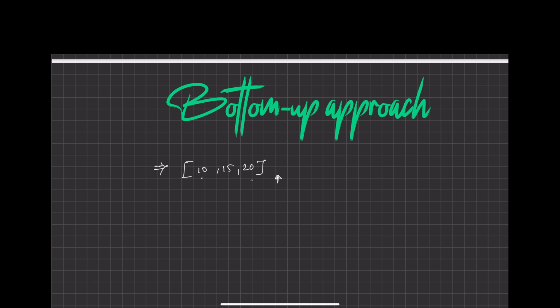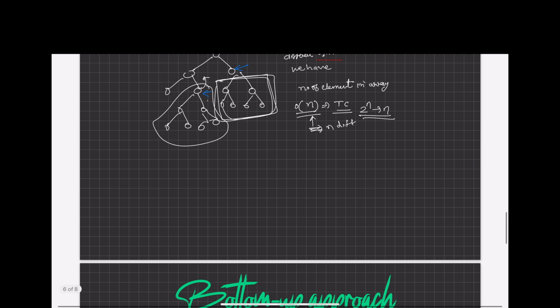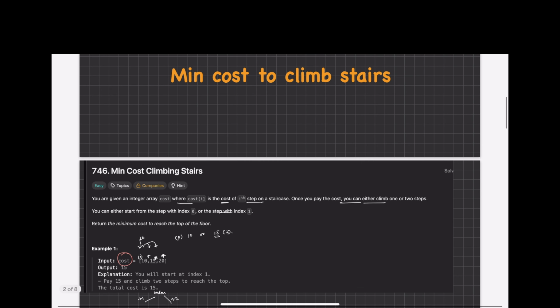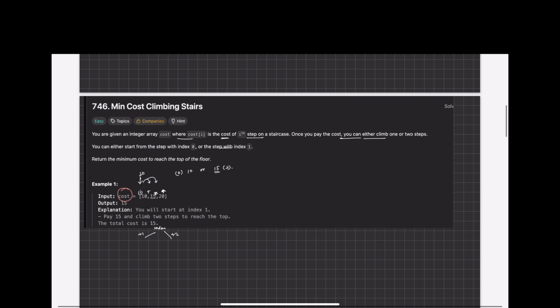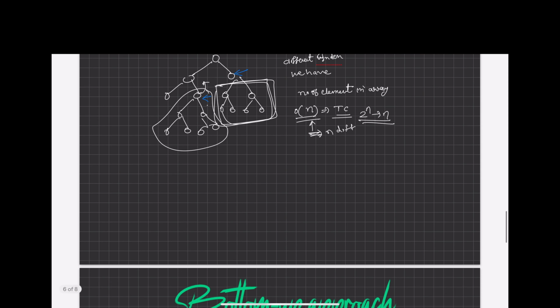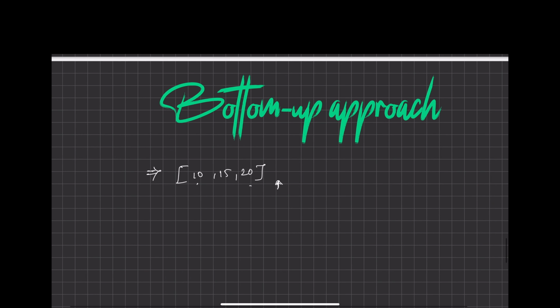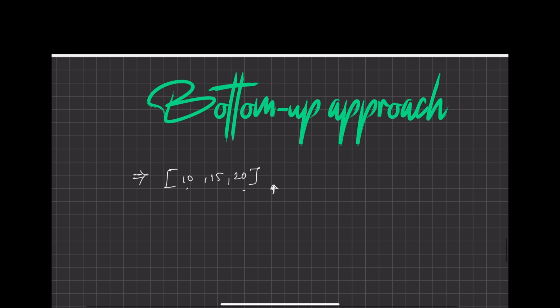Hi everyone. In the previous video we discussed the recursion and memoization approach for the question Minimum Cost to Climb Stairs. Now in this video we will discuss the bottom up approach for this. If you are not aware of this question, please refer to the previous video. Here we will only talk about the bottom up approach. Now see what is going on.